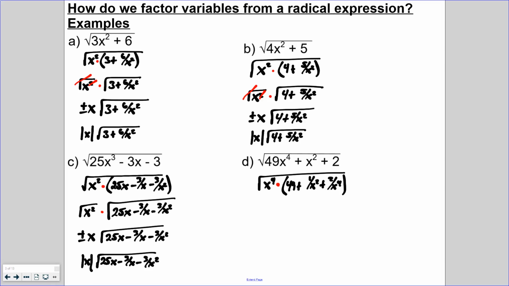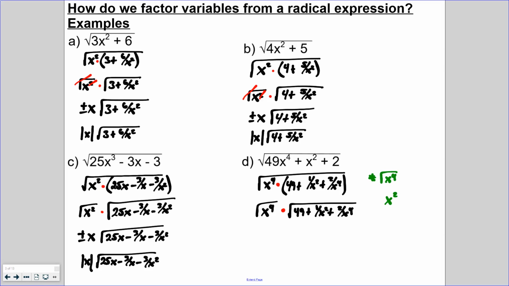And then, just like we've been doing, we can break this apart because it is multiplication. So we can get the square root of x to the fourth times the square root of 49 plus 1 over x squared plus 2 over x to the fourth. All right, then finally we want to simplify x to the fourth. So let's just take a moment here, and let's come over to the side and look at this. So we have the square root of x to the fourth. Now, if we take the square root of it, we are going to end up with x squared.